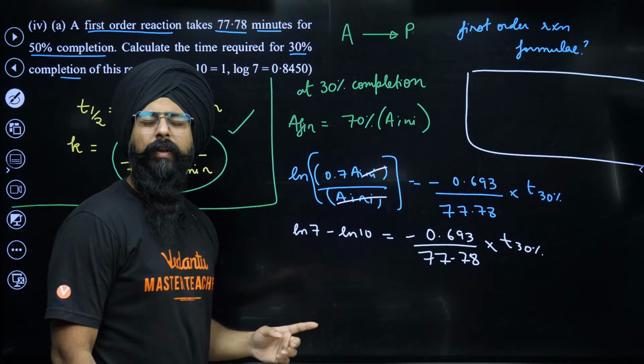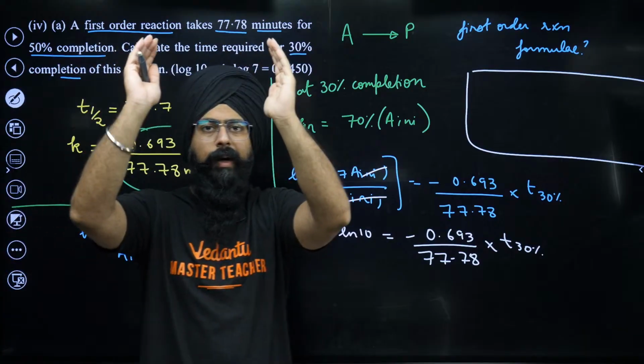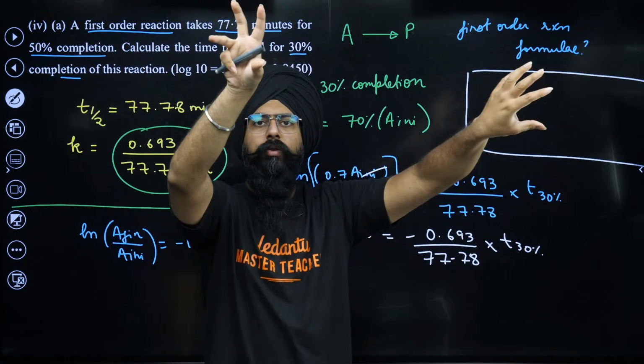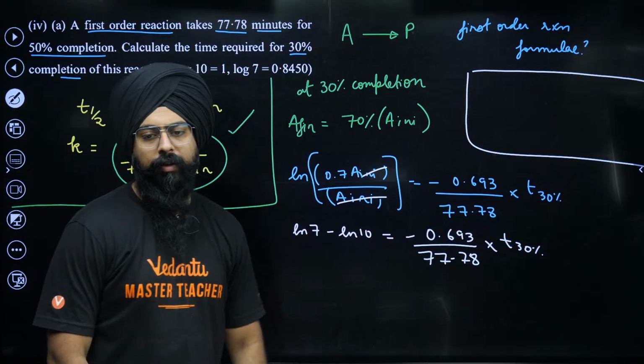So understand, 30% completion means 30% is gone. So what is remaining? 70%. Initially you had 100%. 30% is gone, so 70% is remaining. So the final amount of reactant is 70% of the initial amount.